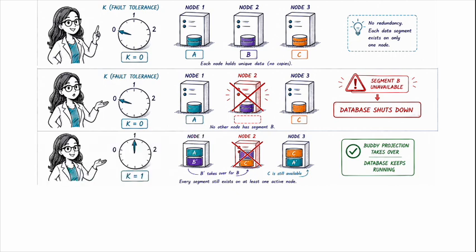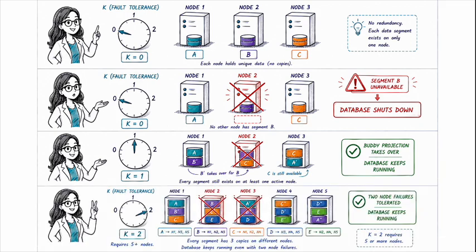Now let's set k equal to 1. When we set k equal to 1, Vertica creates a buddy projection, basically a second copy of every segment placed on a different node. Now segment B lives on node 2 and its buddy B prime lives on node 1. Kill node 2 and nothing stops, because B prime on node 1 takes over for B. C is still safe on node 3. So every single segment still exists on an active node, and the database keeps running. K equal to 1 means you can lose any one node and still stay online.